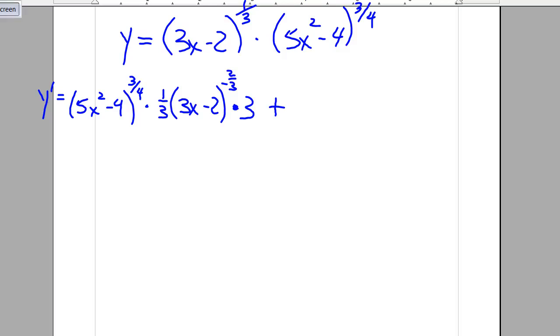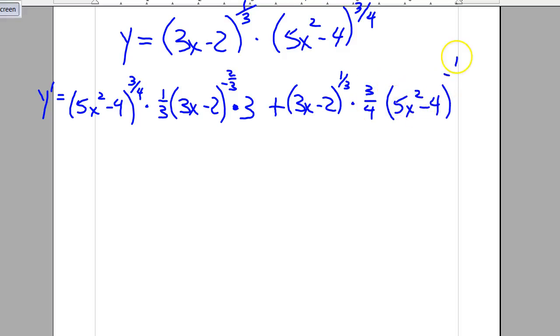So the second thing times the derivative of the first thing plus the first thing, so I'm just rewriting that, times the derivative of the second thing. So bring down the 3/4, leaving the little guy alone, reducing the power by 1, so it's negative 1/4, and remembering to multiply by the derivative of the little guy. Questions on that stuff?